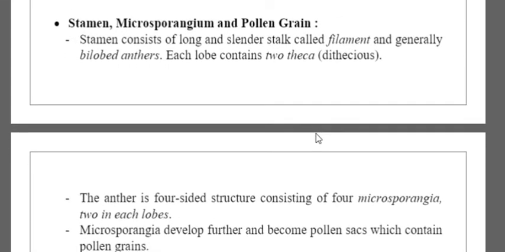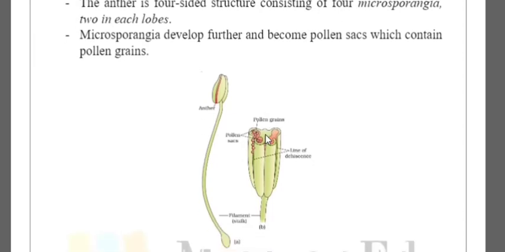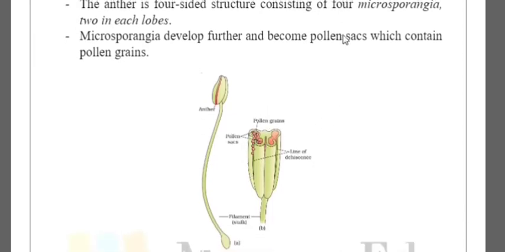Coming to the structural details: stamen, microsporangium and pollen grains. So stamen, as I already said, has a long stalk that we saw as the filament, and another part, the bilobed anther, the top part that we saw. Each lobe contains two theca, that's why they are called dithecious, and that is known as the anther. So the anther is a four-sided structure, as you can see here, and it consists of microsporangia, two in each lobe.